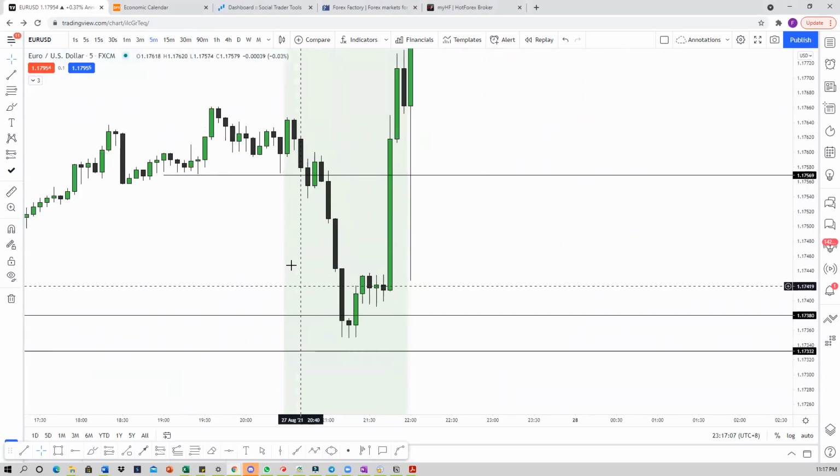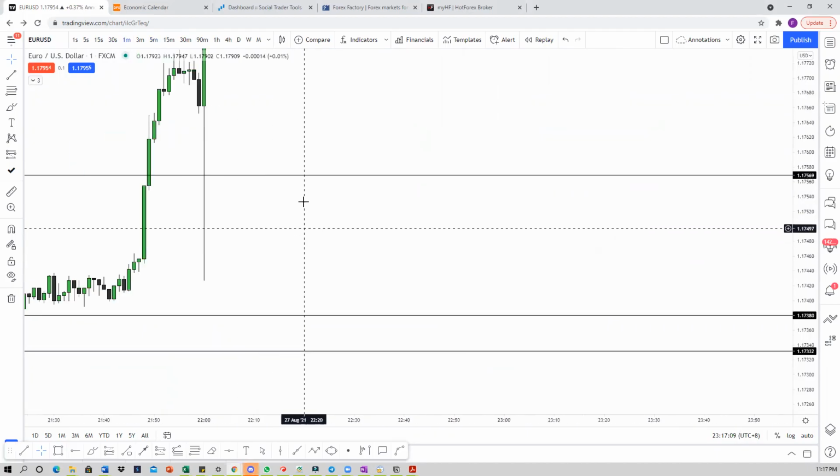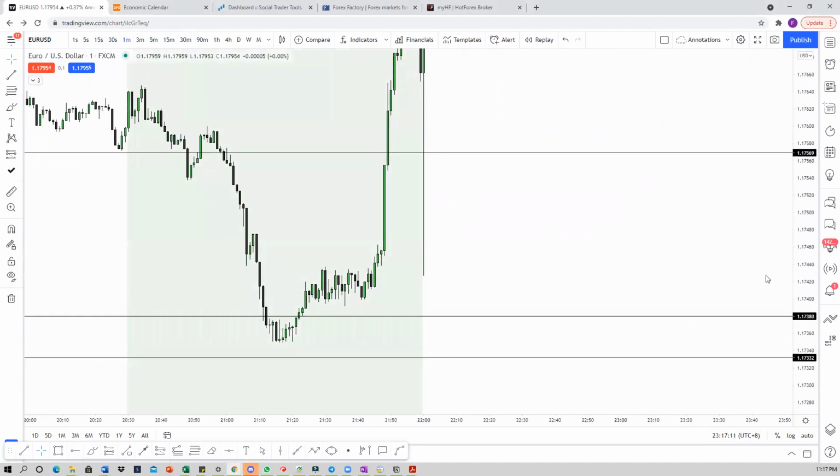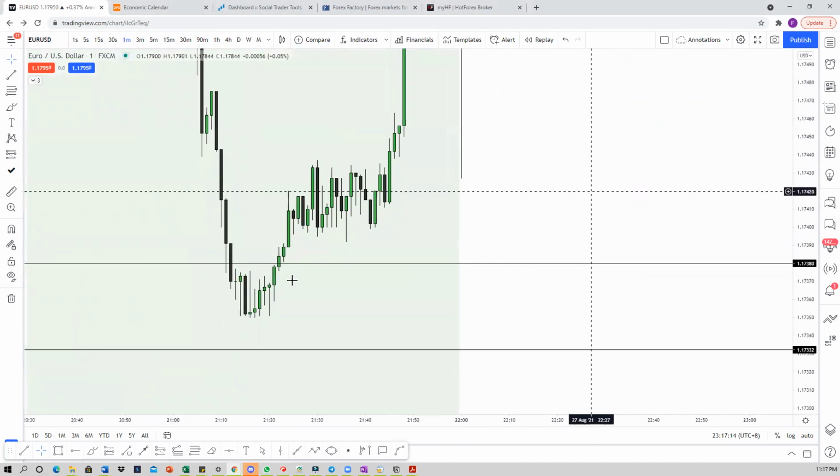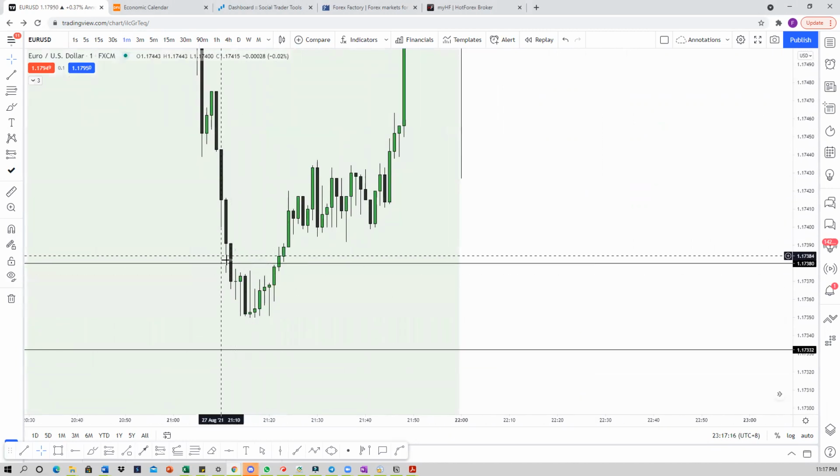you can't see anything, right? Then looking at the 1-minute chart, you can see that I bought this based on this.